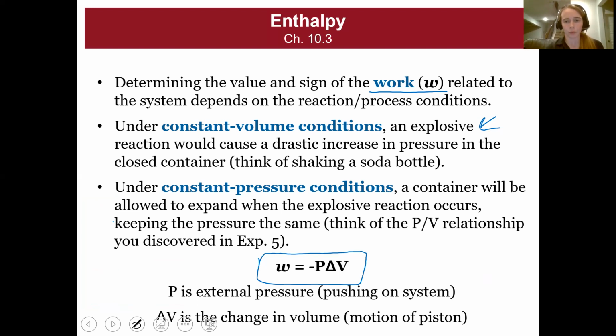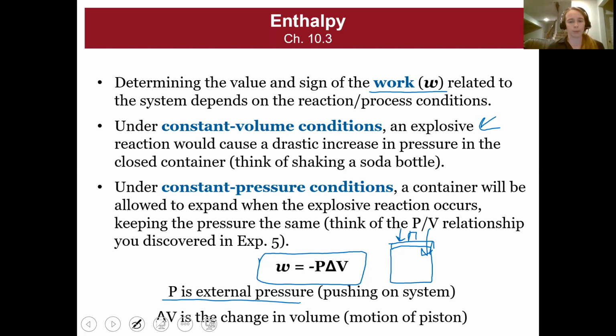So we have this container, and we have our piston here. External pressure is the pressure pushing in on the system, causing this piston to be lowered and decrease the volume. So P is external pressure. You want to remember that sign convention, which direction the pressure is coming from.